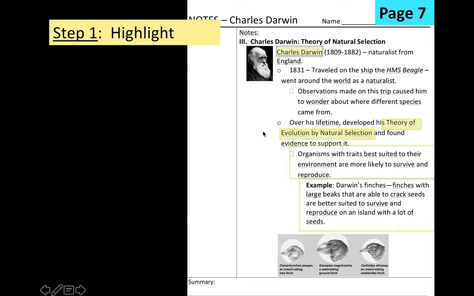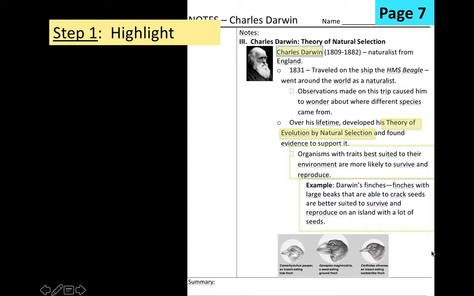So will you also take your pencil or highlighter and right where my arrow is, look at that a second, you're going to draw an arrow from here and point it to that bullet point so that you realize that's what that is explaining. And then down here, please also put a box around the example of Darwin's finches.